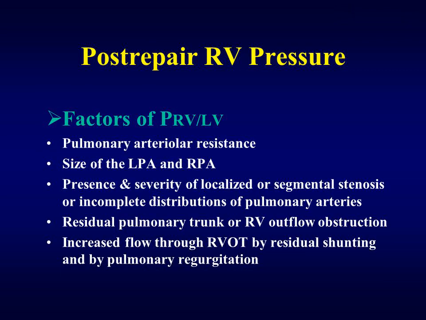Post-repair RV pressure. Factors of PRV/LV: pulmonary arteriolar resistance; size of the LPA and RPA; presence and severity of localized or segmental stenosis or incomplete distributions of pulmonary arteries; residual pulmonary trunk or RV outflow obstruction; increased flow through VSD by residual shunting and by pulmonary regurgitation.